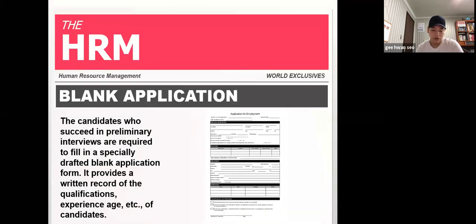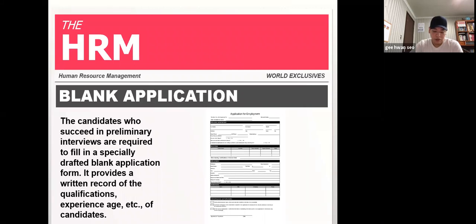The candidates who succeed in preliminary interviews are required to fill in a specially drafted blank application form. It provides a written record of the qualifications, experience, age, etc. of candidates. It can be used as a good test device for the expression, handwriting, and other abilities of the candidates. Therefore, it should be designed carefully so as to secure all relevant information about the candidate.